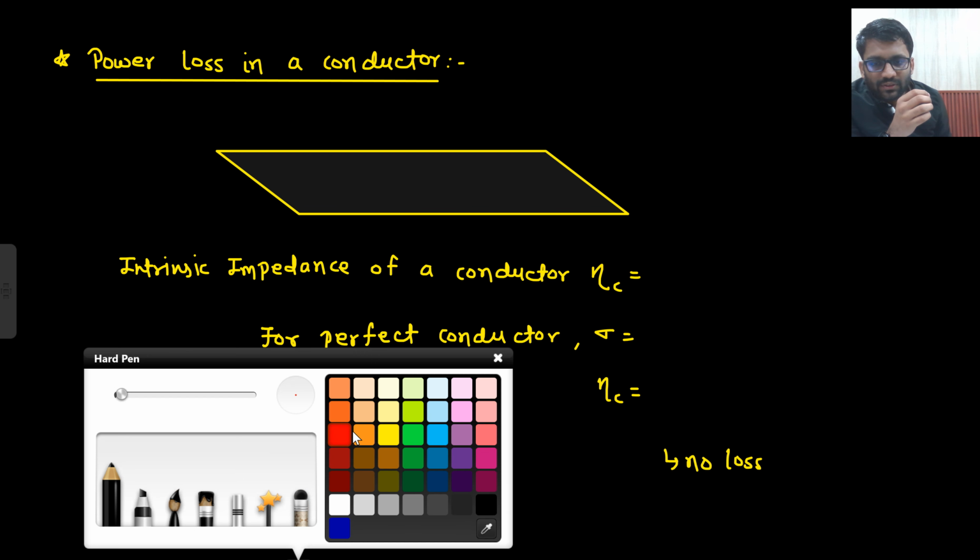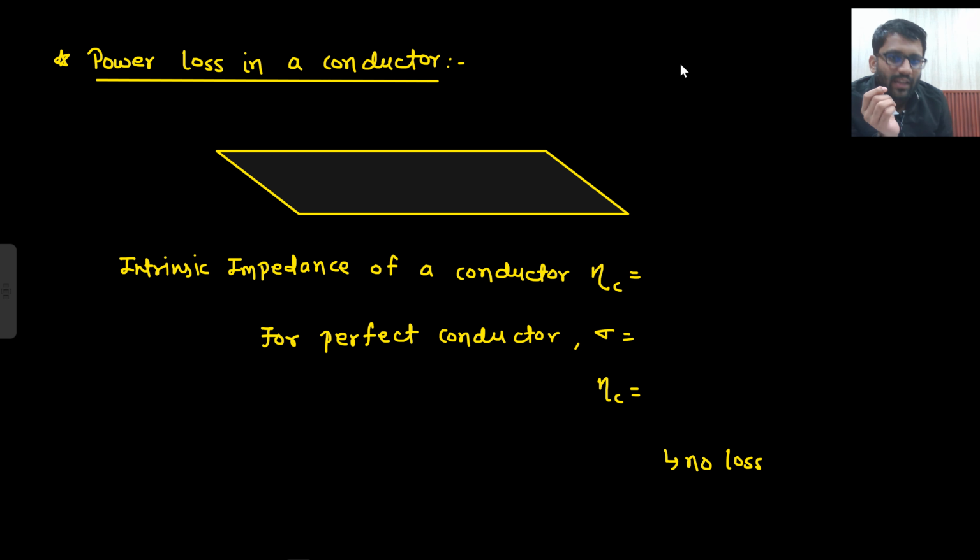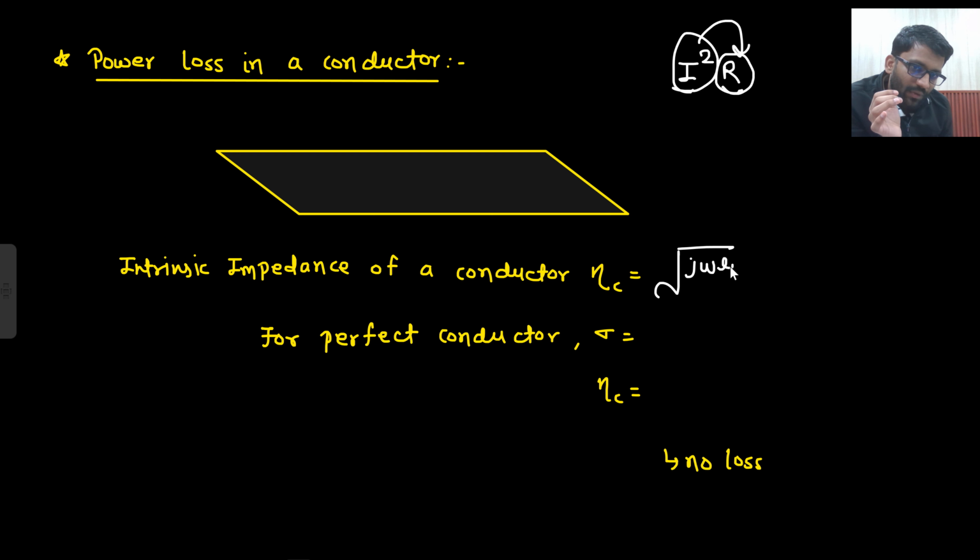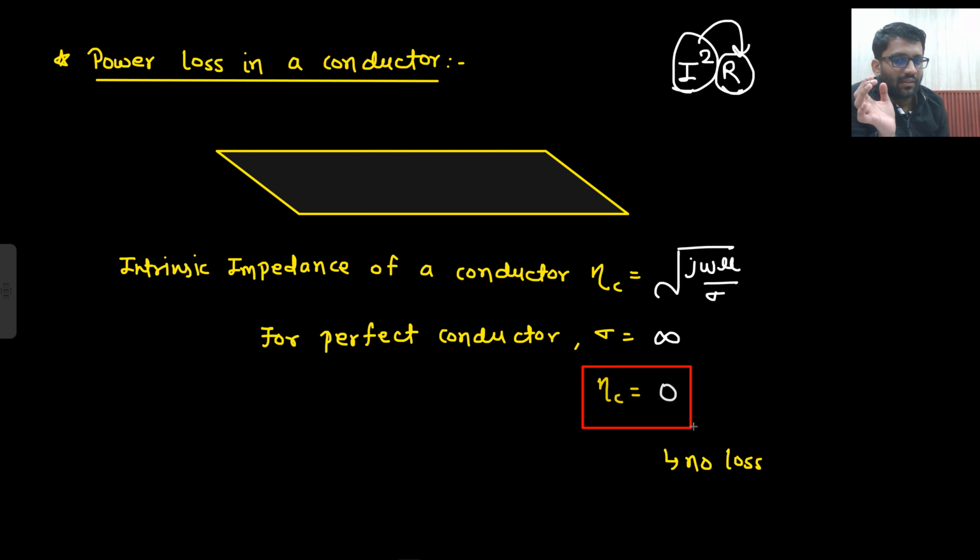When will you have a power loss? If there is a current and if there is some resistor, because the resistor dissipates the power. So if there is a current and a resistor, certainly there will be a power loss. Now, what is the intrinsic impedance of a conductor? That is j omega mu upon sigma. Omega you know, mu you know, and sigma is the conductivity. For a perfect conductor, sigma is infinity, so the intrinsic impedance is 0. There is no impedance, so certainly there will be no loss.